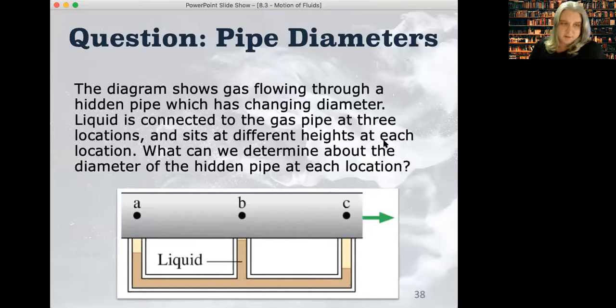So as it says, what do we know about the hidden pipe? There's a hidden pipe. So this grey box is not the pipe. It's just something hiding the pipe. It's like a curtain in the way. The pipe is behind it, and we don't know what it looks like.